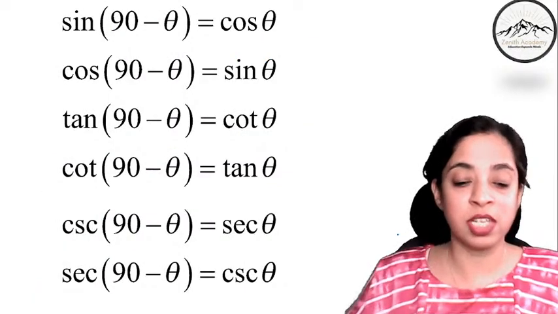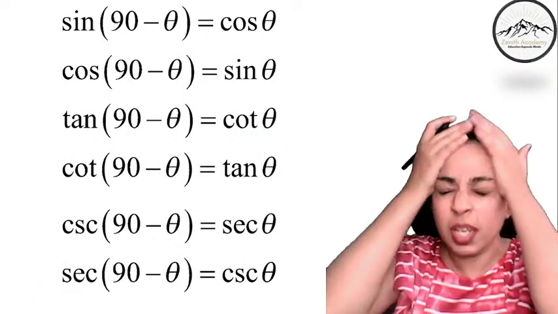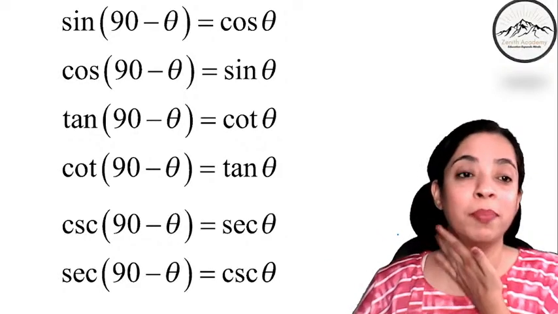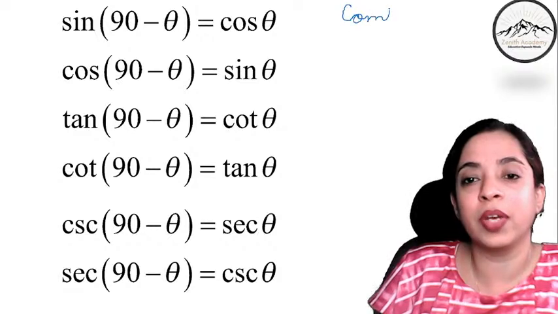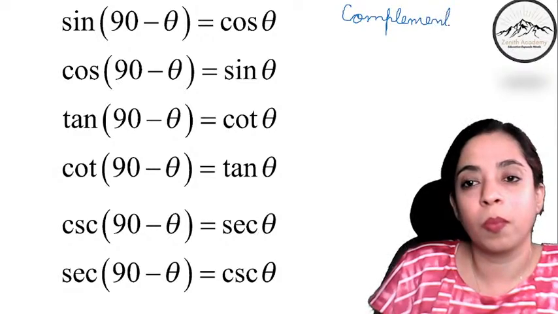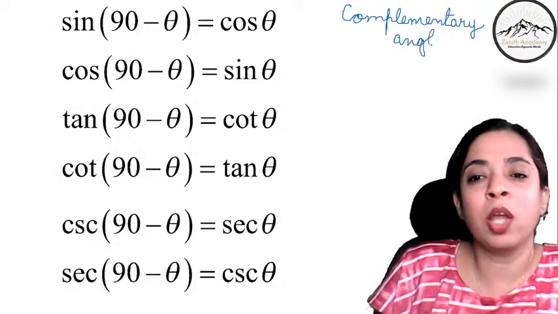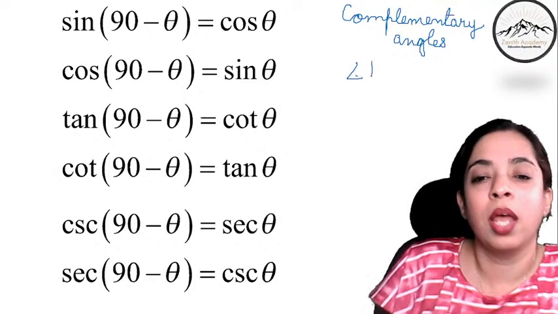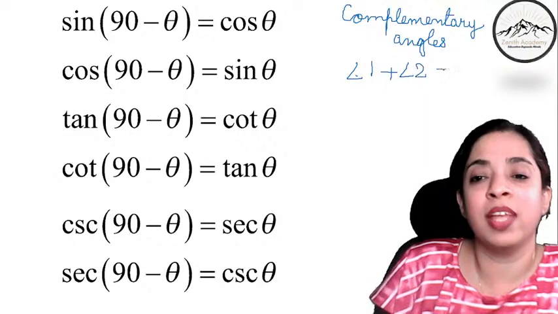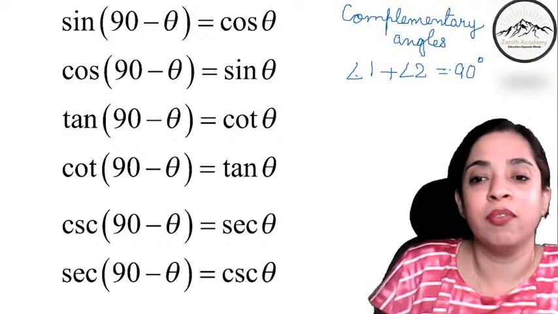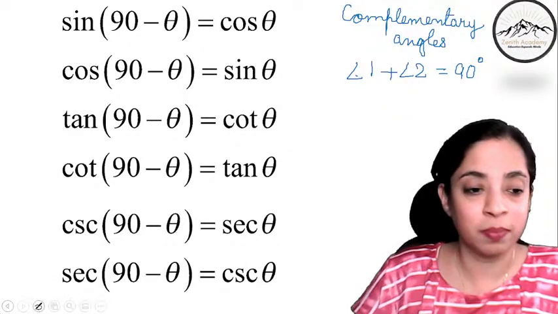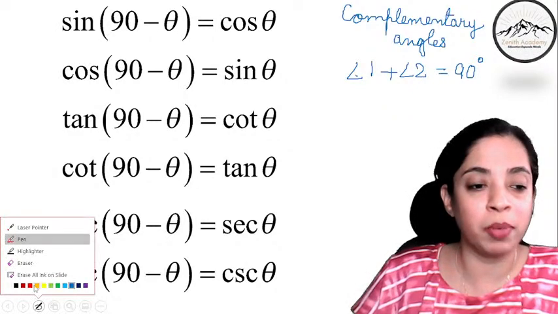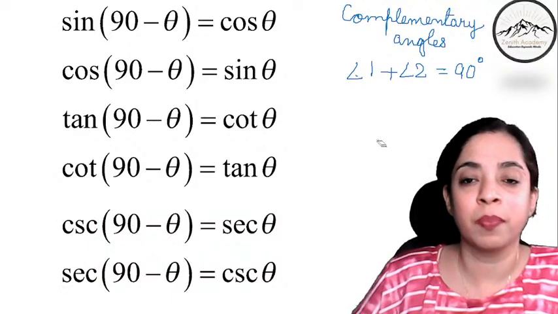Okay. Now see, now we are doing a very important topic, that is complementary angles. So see, what are complementary angles? Watch carefully. What do you mean by complementary? If there is angle 1 and there is angle 2, and if they add up to become 90, we call that angle 1 and 2 are complementary angles, isn't it?